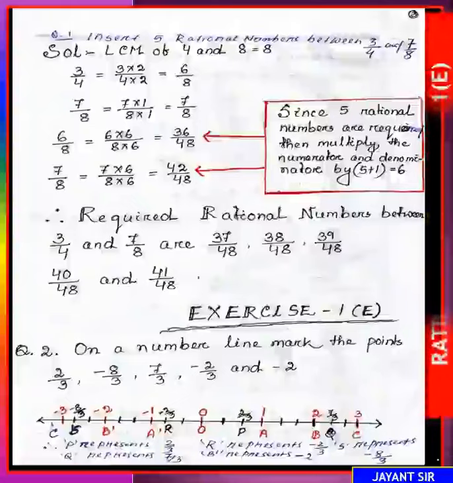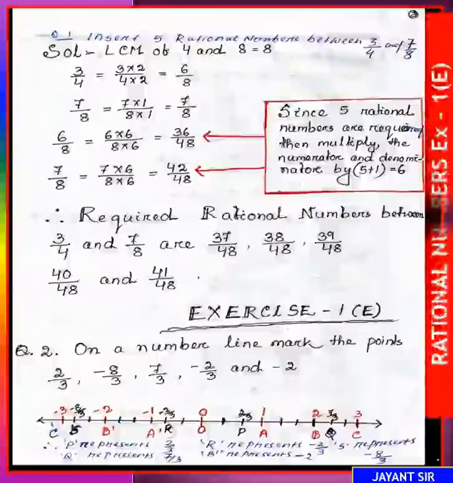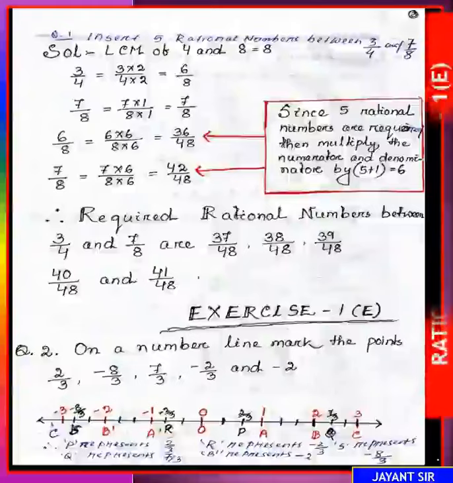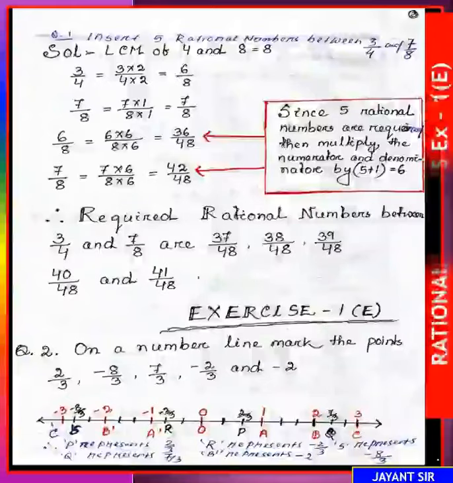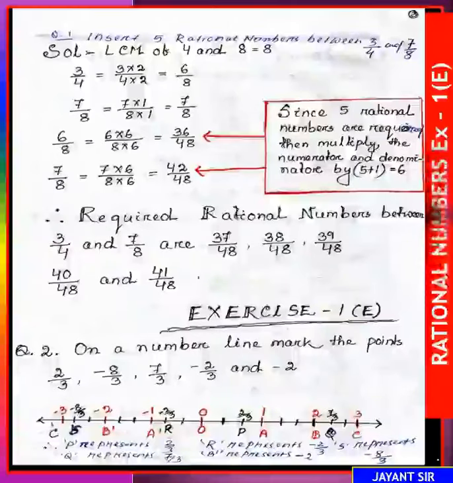You see, on a number line mark the points 2 by 3, minus 8 by 3, 7 by 3, minus 2 by 3 and minus 2. Excluding the last one, minus 2, look at the question: all the denominators are 3, which means each part has to be divided into 3 equal parts. Then represent the positive rational numbers and the negative rational numbers; either can be done first.